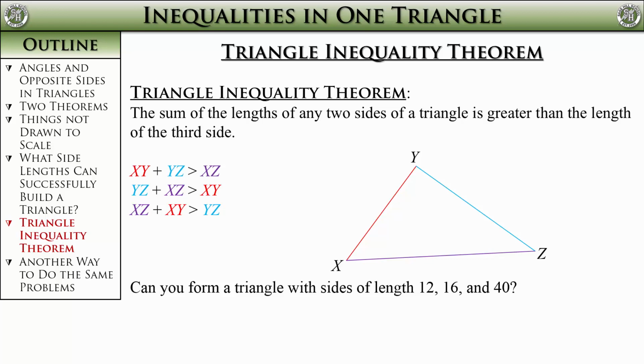I originally had this question: could I form a triangle with sides of length 12, 16, and 40? So we make 3 checks. First, 40 plus 12 is bigger than 16, so that works. 16 plus 40 is greater than 12, so that works. But the last one fails. 12 plus 16 is not bigger than 40. Even though there are 2 true inequalities here, the one false one is enough to say that no, you can't make a triangle out of it.